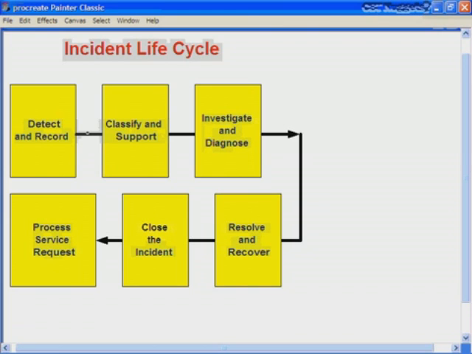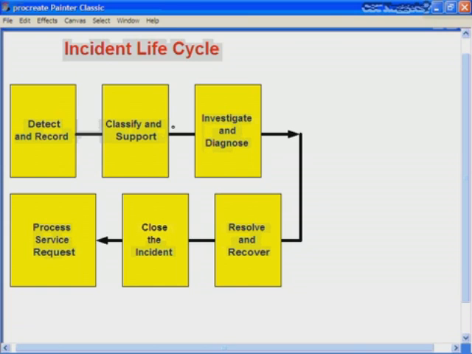The first process, the first step in the process is to detect and record. This is the original acceptance of an incident to the service desk, to the first tier. Okay, the incident's detected somehow either through automated software procedures or through a call to the service desk. And at that point, an incident record is going to be created, and of course that's going to go right into a database, maybe an Oracle or a Microsoft SQL Server database.